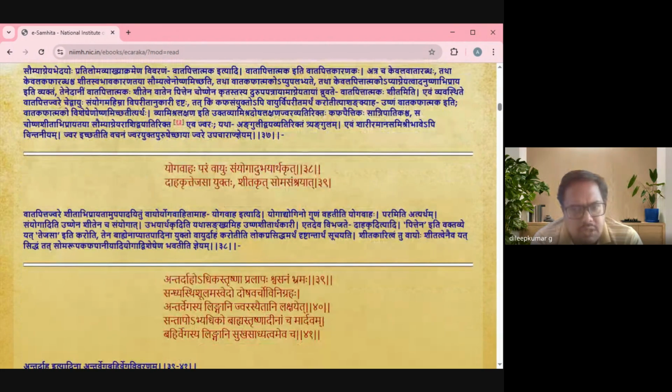So there is a special mention about Vayu. Vayu is considered as Yogavaha. When Vayu is associated with Pitta, it will cause Daha. When the same Vayu is associated with Kapha or Soma, it will cause Shita. So Vayu, along with its association, will present in different presentations. Hence it is called as Yogavaha Param Vayu. Samyoga Tumayartaka. Dahakrit Tejasa Yukta Shitakrit Soma Samshraya.